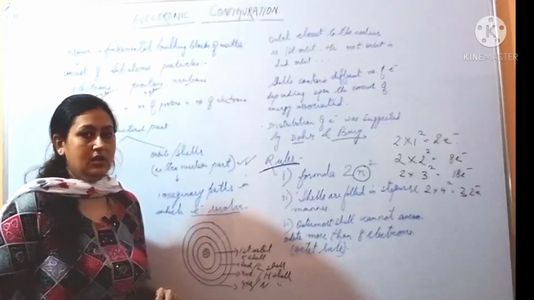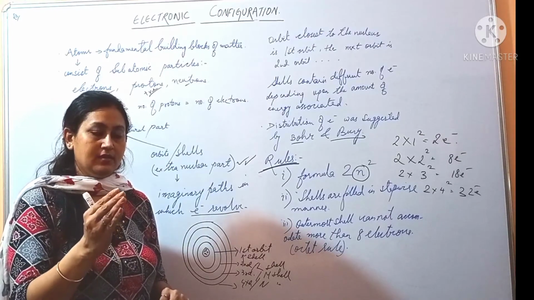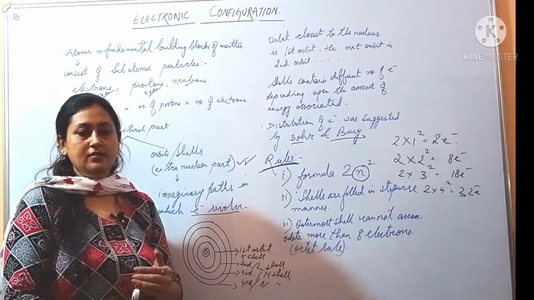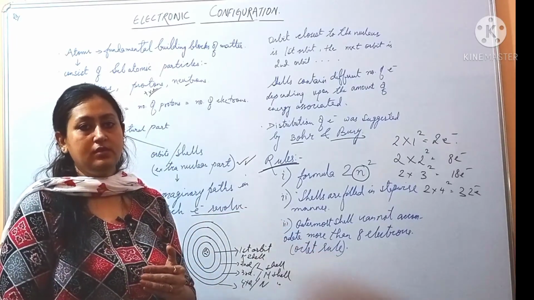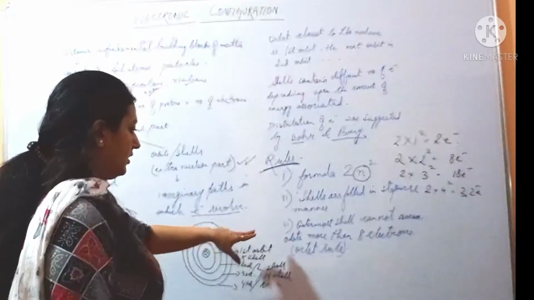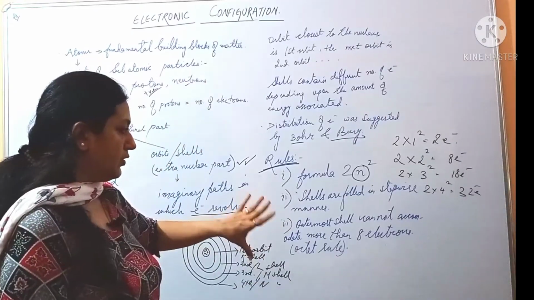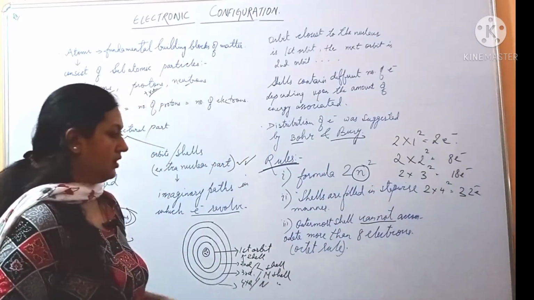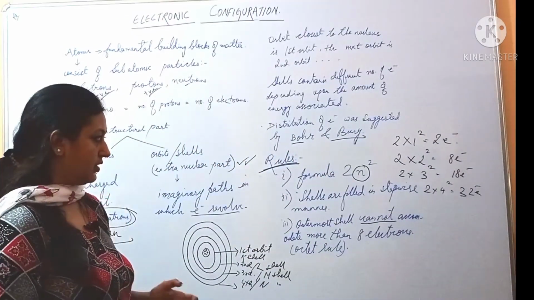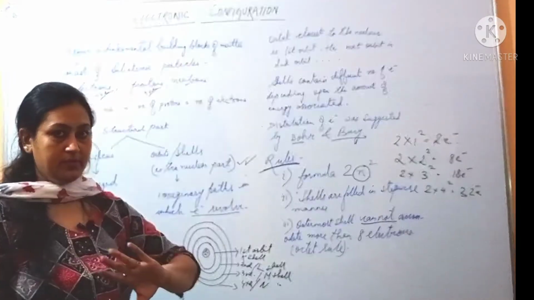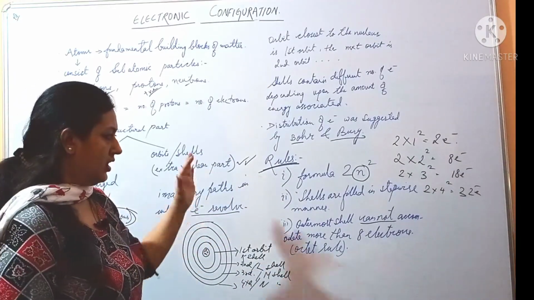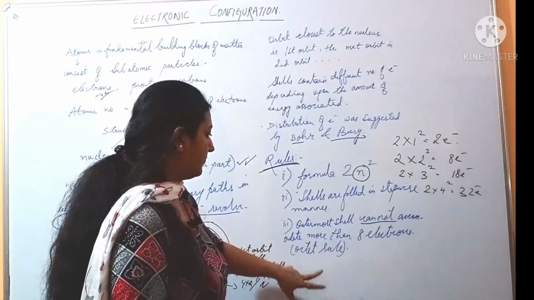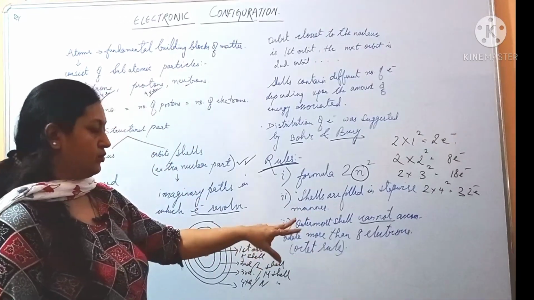The electrons will be filled in the first shell first, or the first orbit, and then in the second orbit, then they'll move to the third orbit, like that. Okay. Then the third rule says that the outermost shell cannot accommodate more than 8 electrons. Now I'll explain every rule with the help of examples so that things become more clear. But while we are looking at the rules, I'll just tell you what this means. Outermost shell cannot accommodate more than 8 electrons.